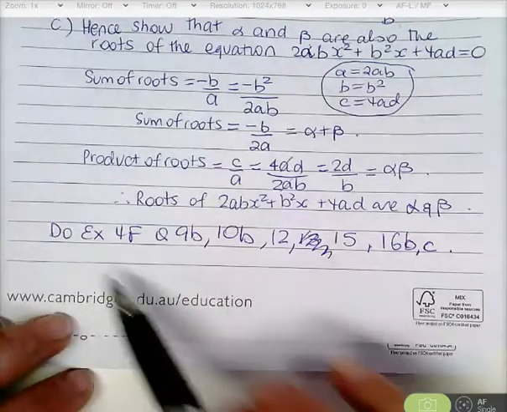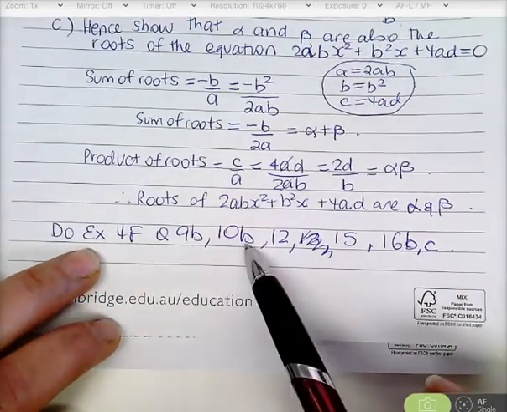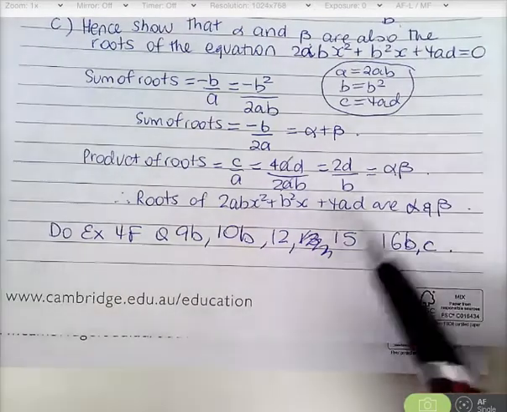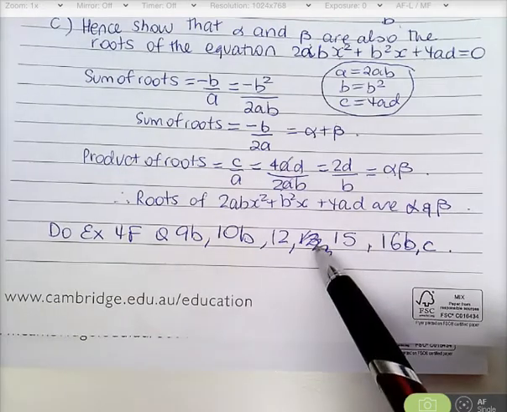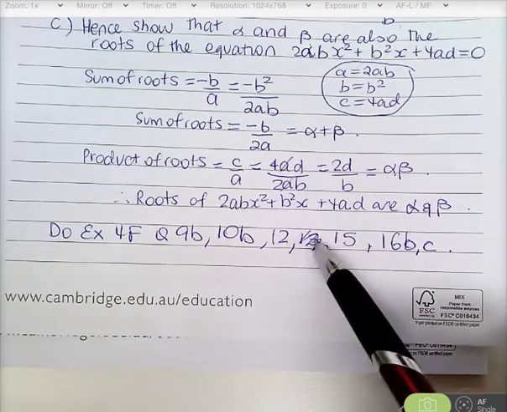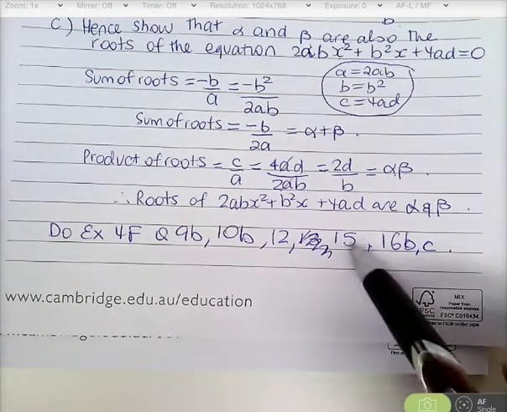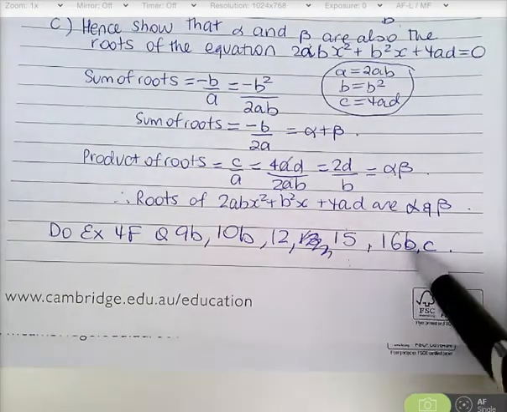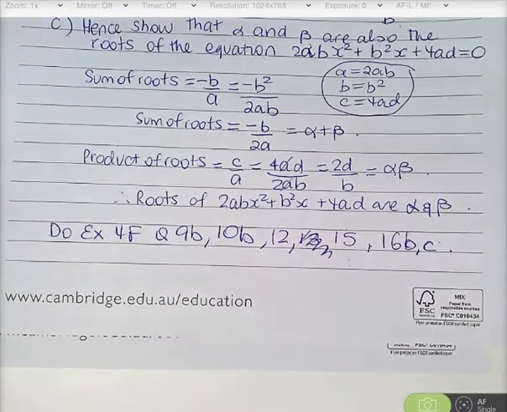You could please attempt exercise 4F from this worksheet, question 9b, 10b, question 12. Now question 15 is similar to what question 13 is in the worksheet. Now question 13 is very similar to what you saw in your textbook. So try question 15, but you'll have to define your roots. And questions 16, B and C, now they're fairly tricky as well. Okay, thank you.